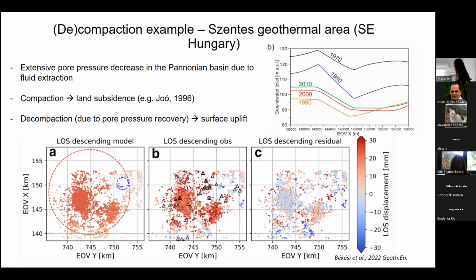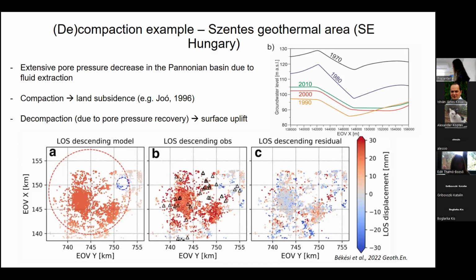So later on, as you see from the 90s, the recovery of pore pressures occurred in this region. And in relation to that pore pressure recovery, we could map surface uplift of the area. We mapped it using satellite data for the period of about 4 years. So basically, the compaction of the reservoir occurred in here.